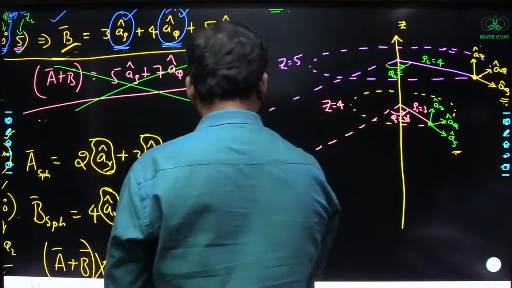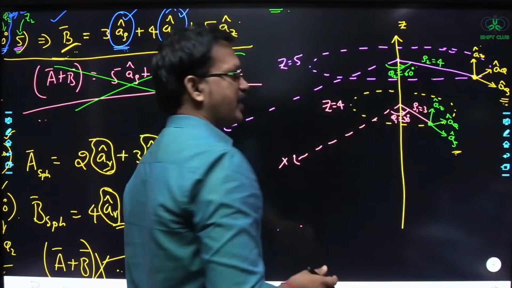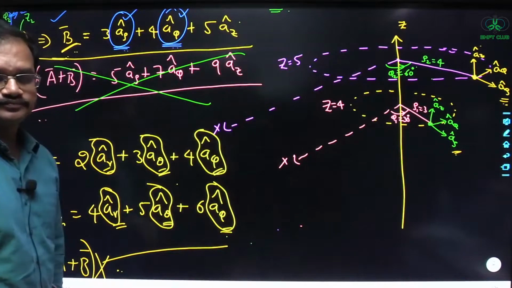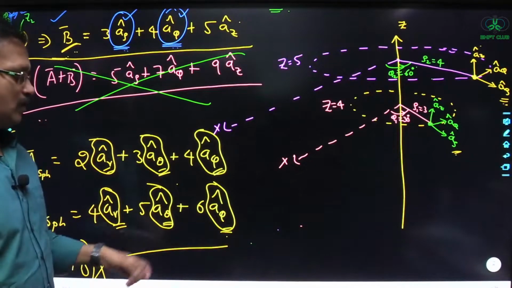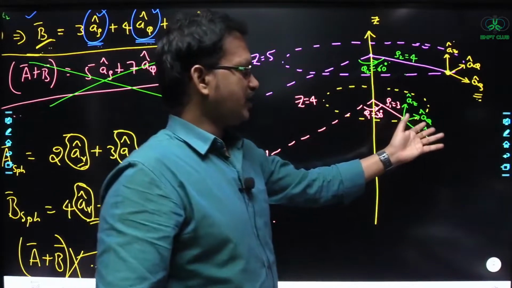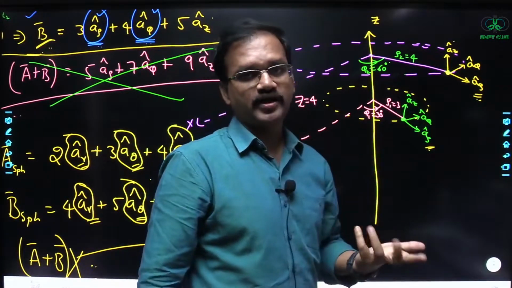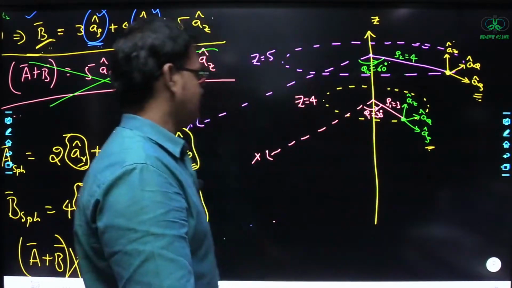This phi 2, I have mentioned it as 60 degrees. So you cannot directly add these two vectors, right? What is the reason? Because the directions of a rho cap and a phi cap in both cases are different. So that's why you cannot add these components directly, right? That is the reason.